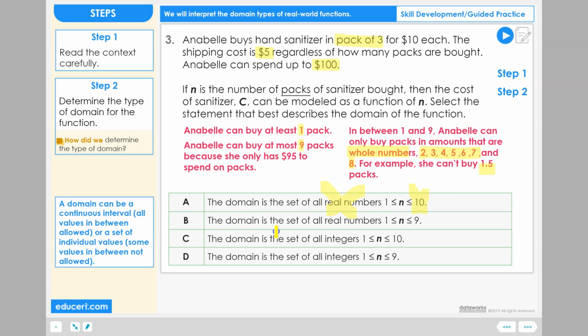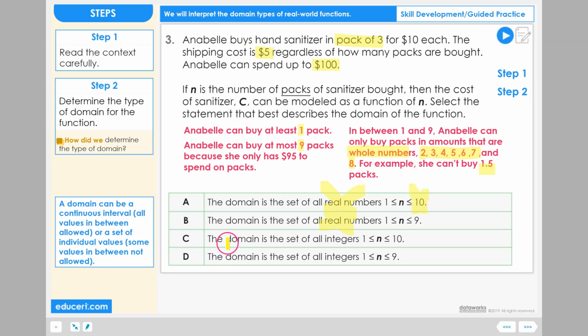B. The domain is a set of all real numbers between 1 and 9. And once again, this is not our answer because 1.5 is a real number and we cannot buy 1.5 packs. So we know that the domain is a set of integers.